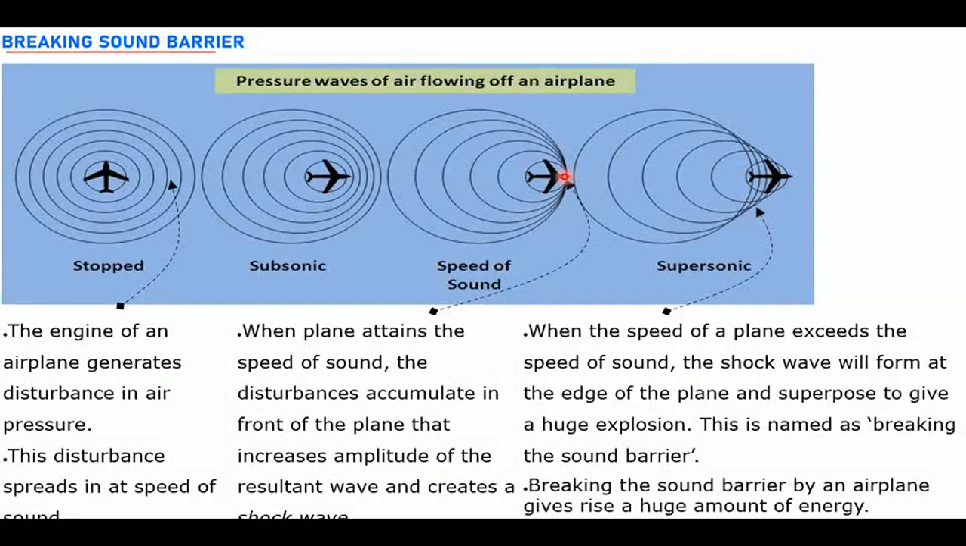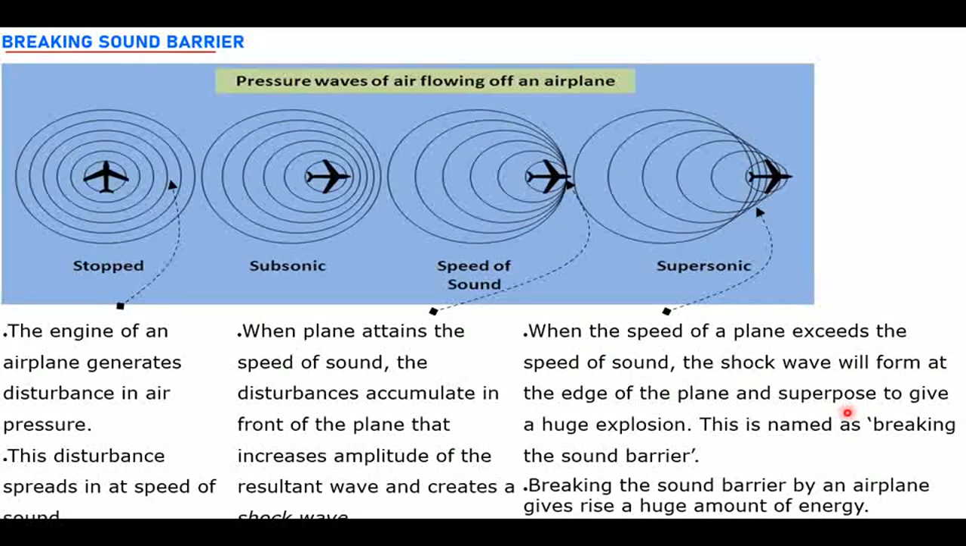But if the airplane exceeds the speed of sound, if it moves at a speed greater than the speed of sound, like this one, in this case these shock waves also accumulate, but not at the tip, at the edge. You see here, these waves are accumulating, and here along the edge, these waves are accumulating. When the speed of the plane exceeds the speed of sound, shock waves will form at the edge of the airplane right here. And superpose.